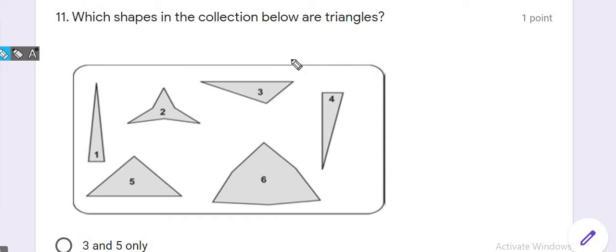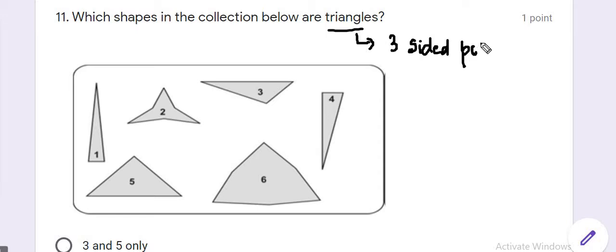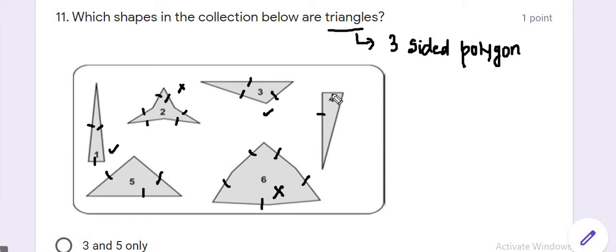Which shapes in the collection below are triangles? A triangle is a three-sided closed figure made up of only line segments. So this is a closed figure made up of three line segments, so this is a triangle. Here the number of line segments is more than 3, so it is not a triangle. In this figure we have 3 line segments, so it is a triangle. In figure 3 we have 3 sides, so it's a triangle. In figure 6 we have more than 3 sides, so not a triangle. And in figure 4 we have 3 sides, closed figure, so triangle. So out of these we have 1, 5, 3 and 4 as triangles.